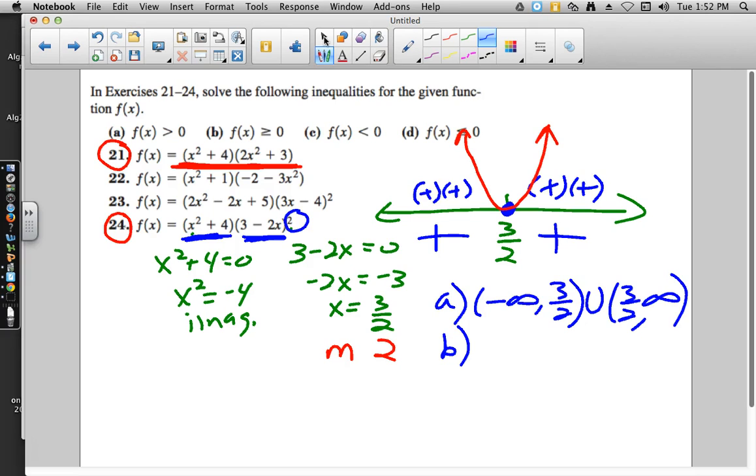For B, it says when is it greater than or equal to 0? Well, that's the whole thing. So that's negative infinity to infinity. All of it is greater than or equal to 0.